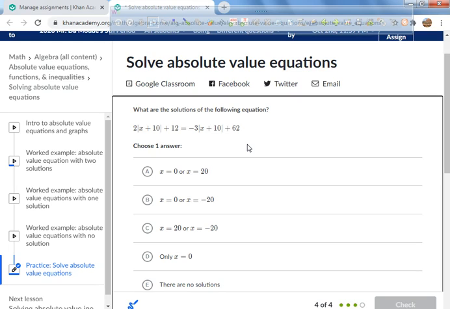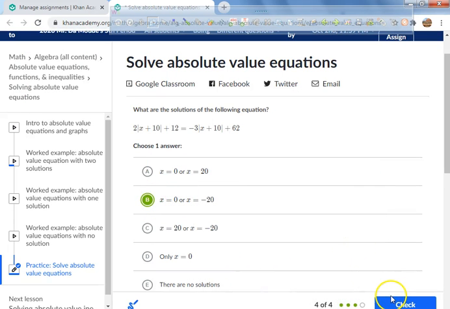Don't do it to just find the answer of 0 and negative 20. All right? Otherwise, you're just cheating yourself.